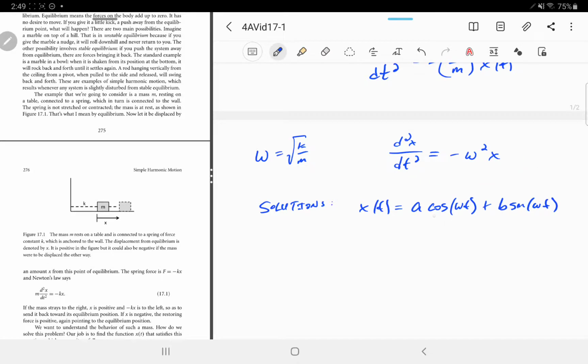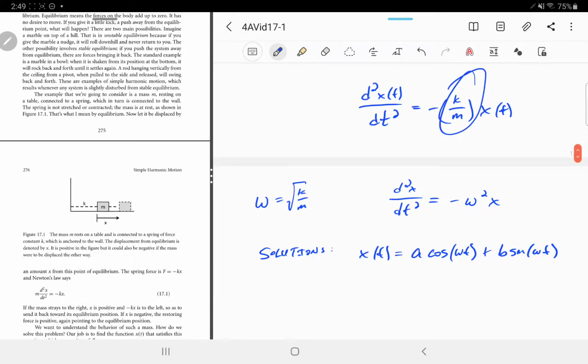Keep in mind that each time you take the derivative with respect to time, because of the chain rule, you get a factor of omega. So two derivatives, you get two factors of omega. And that's what motivates this definition of omega as the square root of k over m, because it's after applying the chain rule twice that you get this factor of k over m.